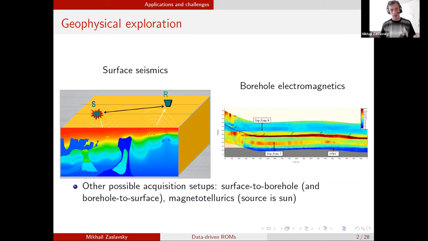Other types of acquisition setups, which are not shown in this picture, can be, say, surface to borehole, when sources are located on the surface and receivers are located in the borehole, or the other way around, borehole to surface, or magnetotellurics, where the source is essentially our sun. What's interesting is that for magnetotellurics, one of the inventors is the same Tikhonov many of us know from regularization techniques, but he is also considered to be one of the inventors of magnetotelluric methods.